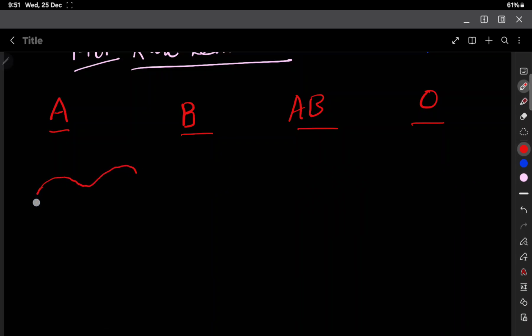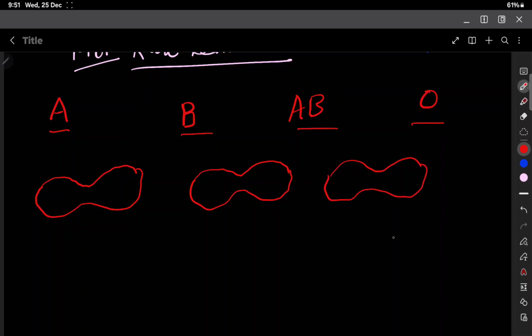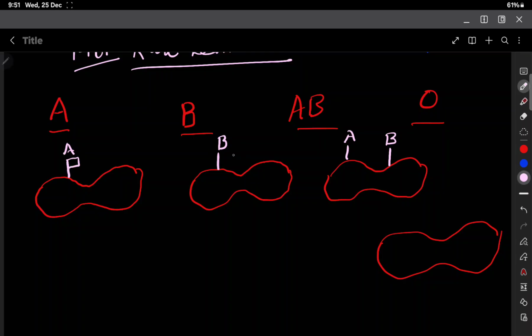For example, this is for A, this is for B, this is for AB, and this one is for O. Blood group A contains antigen A. Blood group B contains antigen B. Blood group AB contains antigen A as well as antigen B. I can draw them as flags: A flag, B flag, A flag and B flag. And O does not contain any flags, it does not contain any antigen.